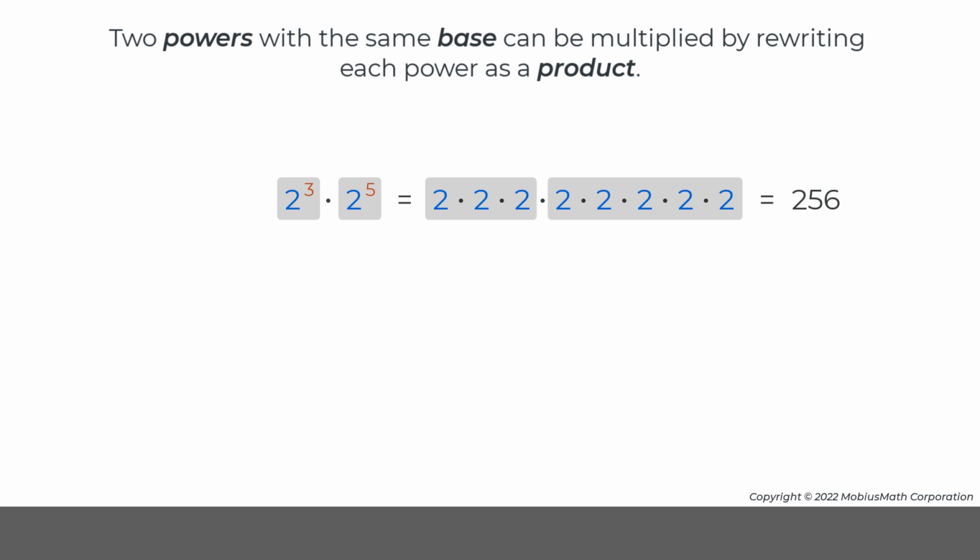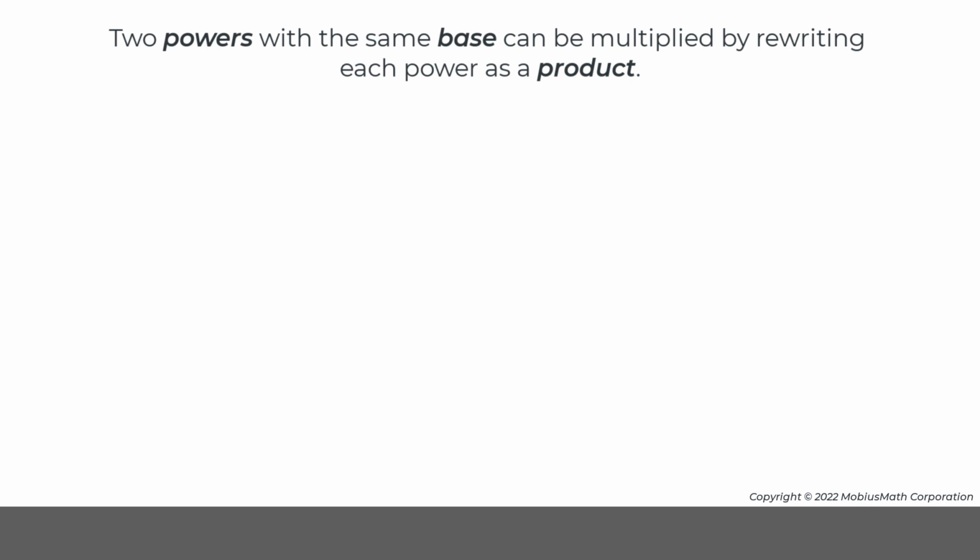At this point, the expression can be evaluated by repeatedly multiplying by 2 to get 256. In addition, 2 multiplied 8 times can be written as 2 to the eighth power. Notice that multiplying two powers with the same base equals the base raised to the sum of the exponents. Applying this rule shows that 10 to the second power times 10 to the third power is equal to 10 to the 2 plus 3 power, or 10 to the fifth power.